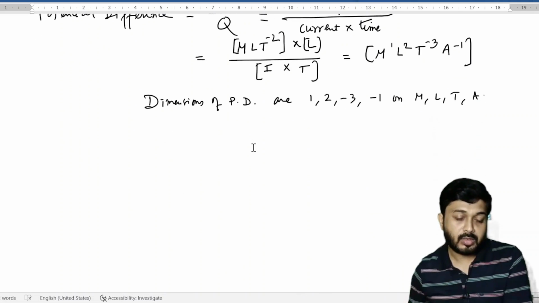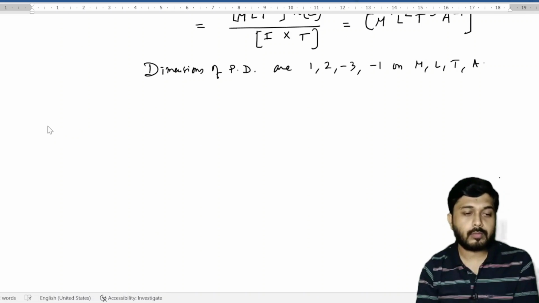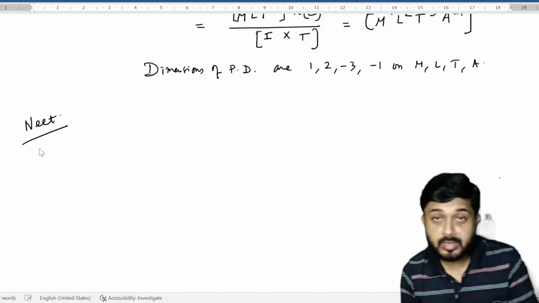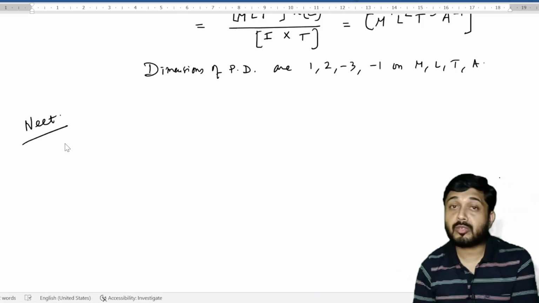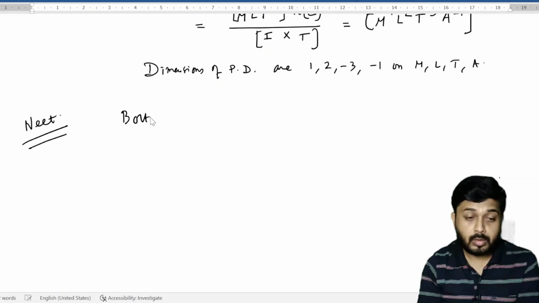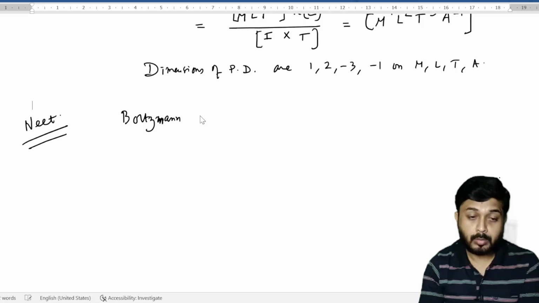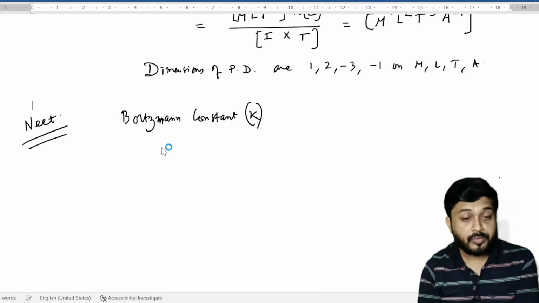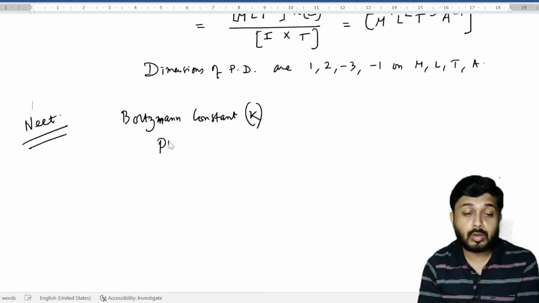You know what is NEET examination? NEET is an all India level competitive examination for entering into medical science, right? In the NEET examination, the Boltzmann constant had come. The symbol with which you denote it is K, small k. The equation we shall make use of here is PV equal to KT.